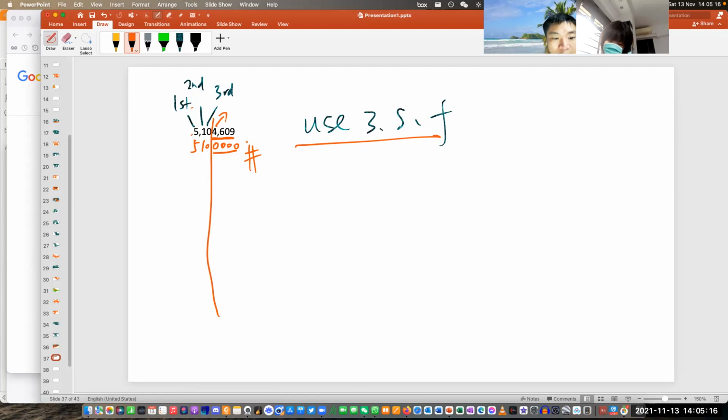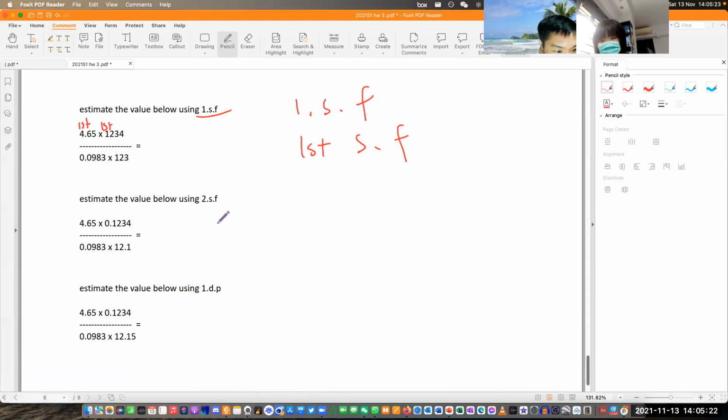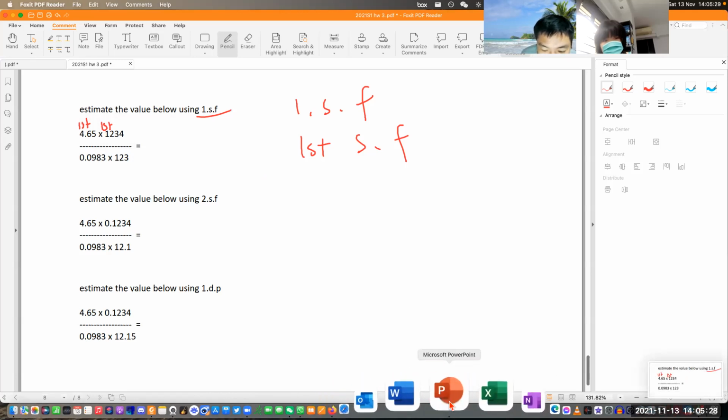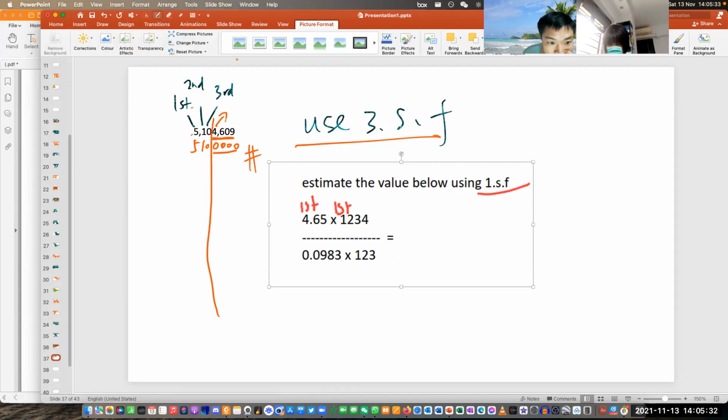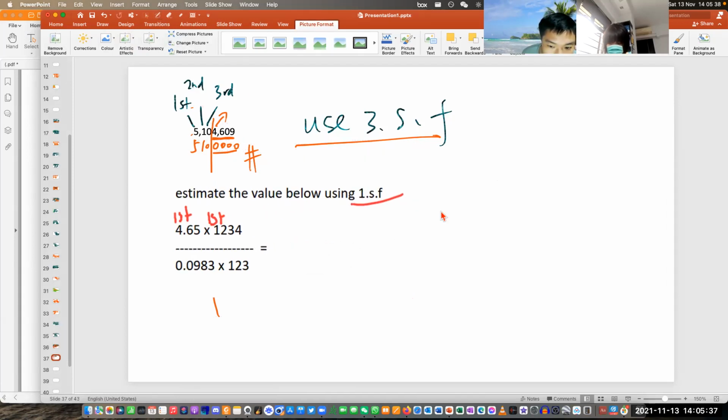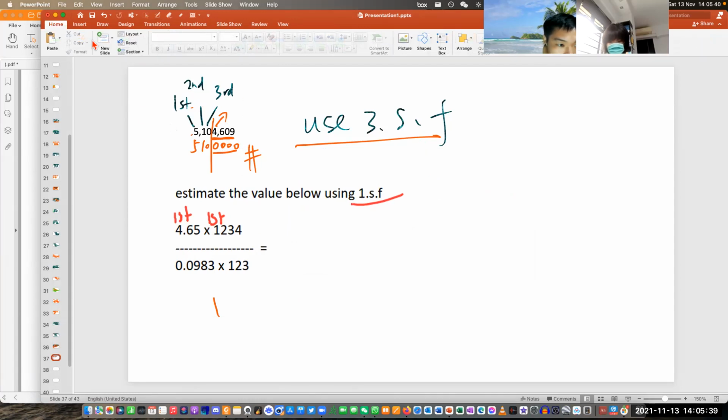Does it make sense to you now? So in fact, if you look at the question, let me get it out. You need to do this for all the numbers before you can figure out the answer. Let me just move it aside. So you need to do it for all of them.